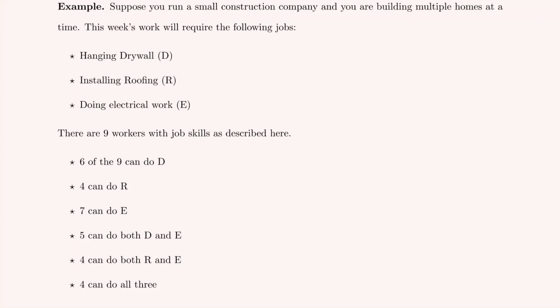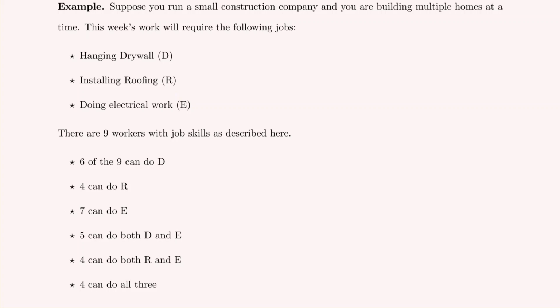This week's work can be split into 3 different jobs: hanging drywall, which we will represent with D, installing roofing, which we will represent with R, and doing electrical work, which we will represent with E. Now imagine at the beginning of the day, we have the 9 workers at the construction company.